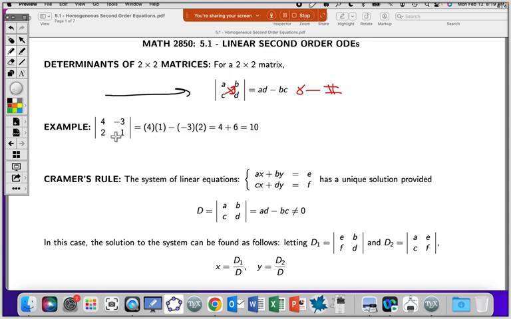So in this example here, 4 times 1 minus negative 3 times 2. 4 times 1 is 4 minus a negative 6. That's 4 plus 6, which is 10. Now, one of the things you can do with determinants is you can prove a result called Cramer's rule. Cramer's rule is a way to solve systems of linear equations in terms of determinants.